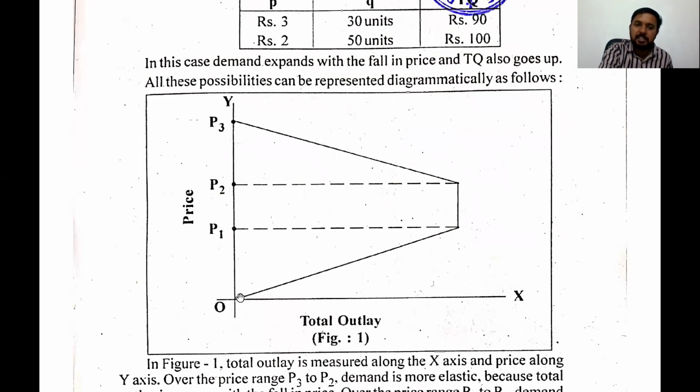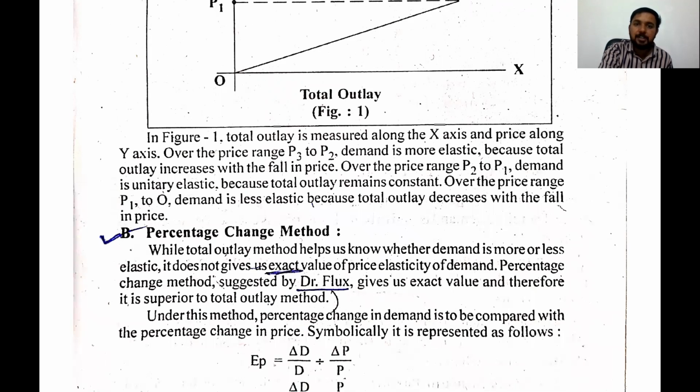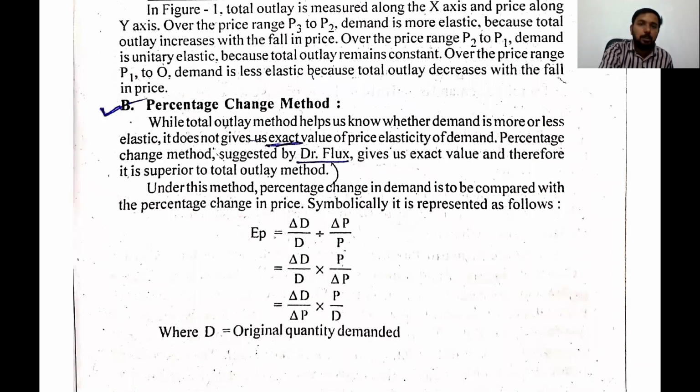When the price increases and the total outlay increases, it is perfectly elastic; it is unitary; and we can say it is negative because the total outlay decreases while the price increases. So this is the third situation, this is the second situation, and this is the first situation. Now we will see the percentage change method.